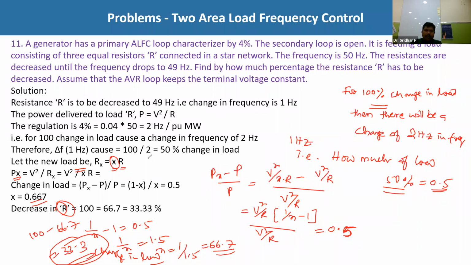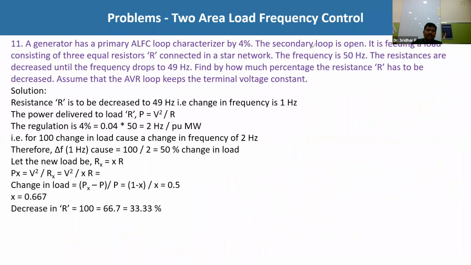One more problem I would like to discuss with you, but I don't want to solve it here because we have already discussed this problem in the last classes. That is developing the Simulink model to study the change in the frequency and the change in the tie lines. Is this problem clear, or do you want me to explain once again the percentage change in the resistances? Is it clear to you all?